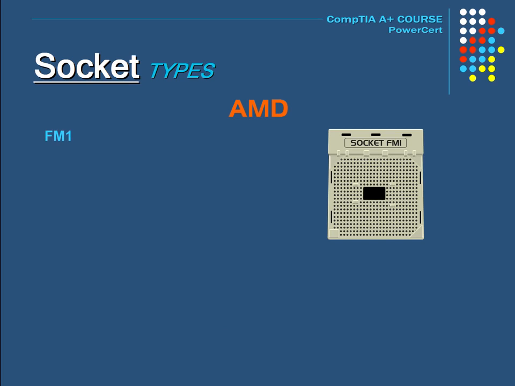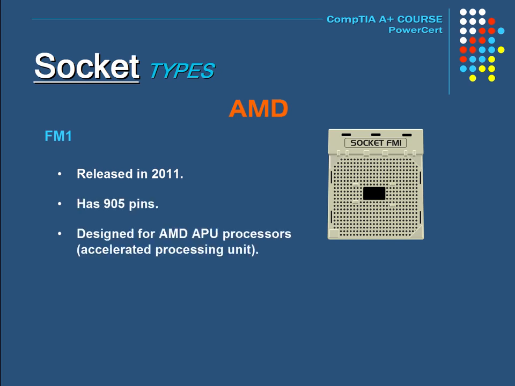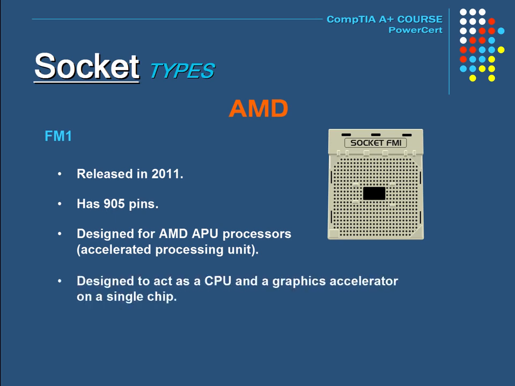The next socket is FM1, and this was released in 2011, and it has 905 pins. And these were designed for the AMD APU processors. APU stands for Accelerated Processing Unit. And these were designed to act as a CPU and a graphics accelerator on a single chip.